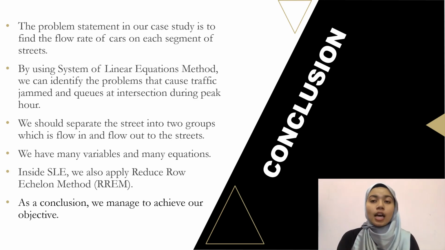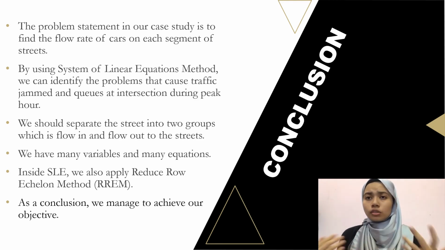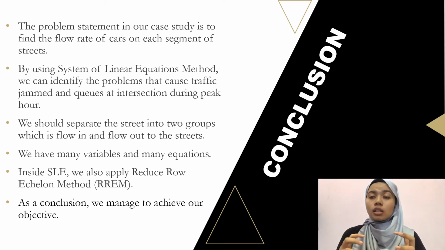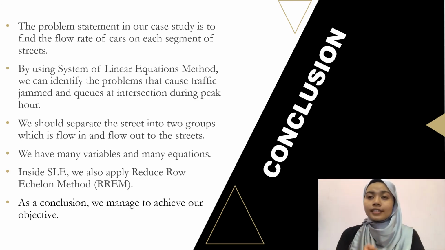So next, inside the SLE we are also applying the RREM, which is the reduced row echelon method. By using the reduced row echelon method, we should make sure every entry above and below the leading one is equal to 0. When every entry above and below is equal to 0, we can get the accurate amount of cars per intersection. For example, we can see from our methodology section before this how the flow calculations work when using solving linear equations and the reduced row echelon method.